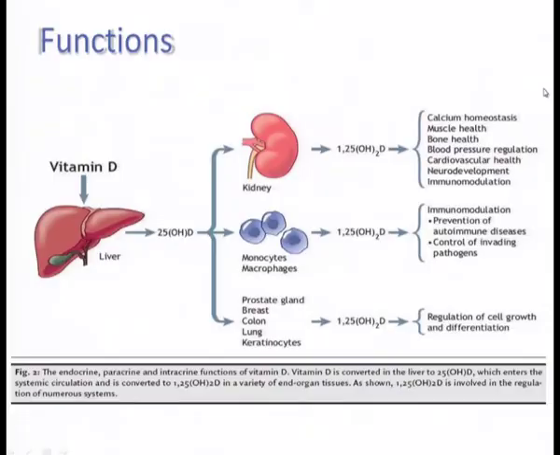In the previous slide we were looking at the functional aspects of vitamin D, and how the derivatives of vitamin D in our body play an essential role in calcium homeostasis, which is extremely important. Then the immunomodulation aspects of vitamin D, and then regulation of cell growth and differentiation. See, cell growth and differentiation is extremely essential.